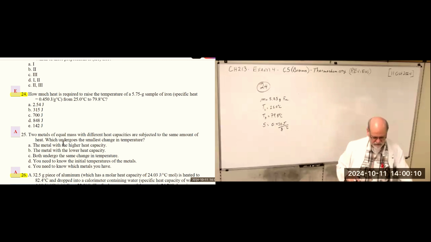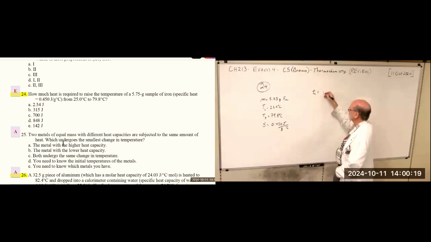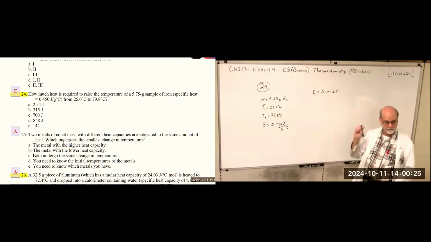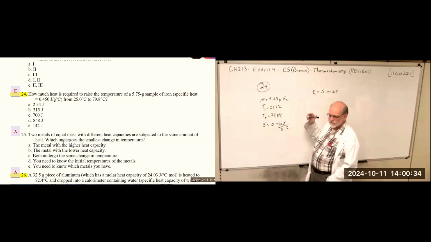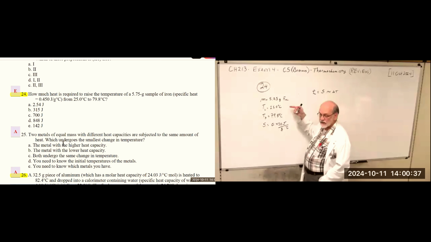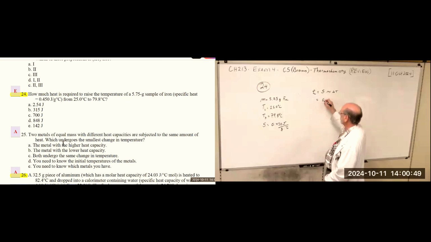What formula do we need to solve this problem? Q equals specific heat times mass times delta T. Grams, grams. Degree C, degree C. This constant tells you the units of measure for the others, and then you're left with joules. So we're good to go. We just have to plug the values in.